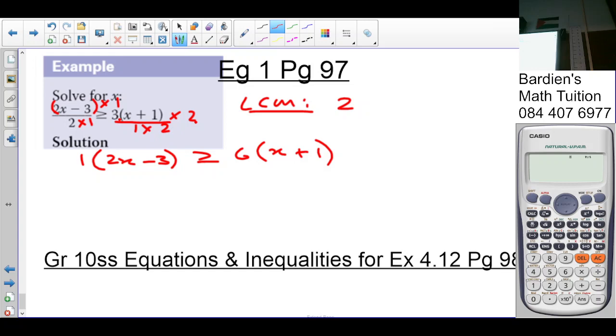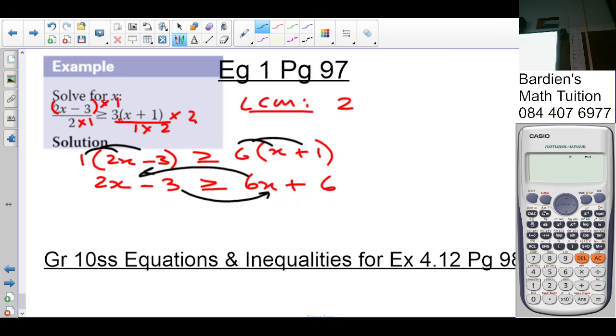So what is that now to us? So what do we do now? Multiply, get rid of the bracket. So 1 times 2x is 2x minus 3 is greater or equal to 6x plus 6. Okay. So what do I do now? X is one side, numbers are other side. So what do we have? 2x minus 6x must be greater or equal to 6 plus 3.